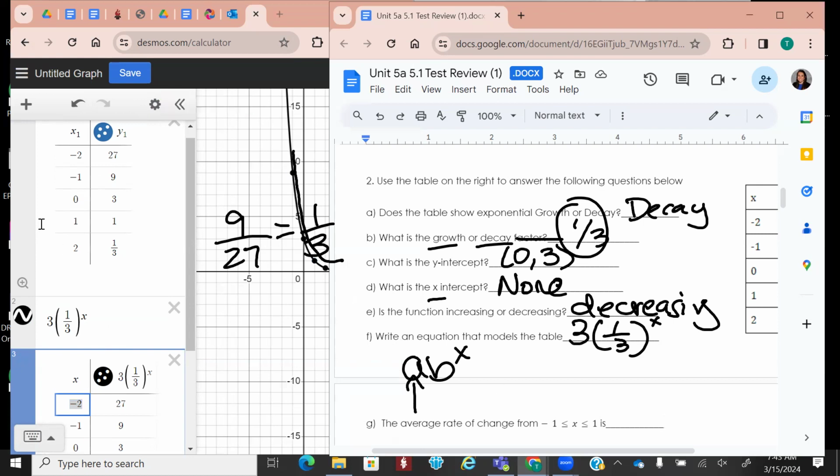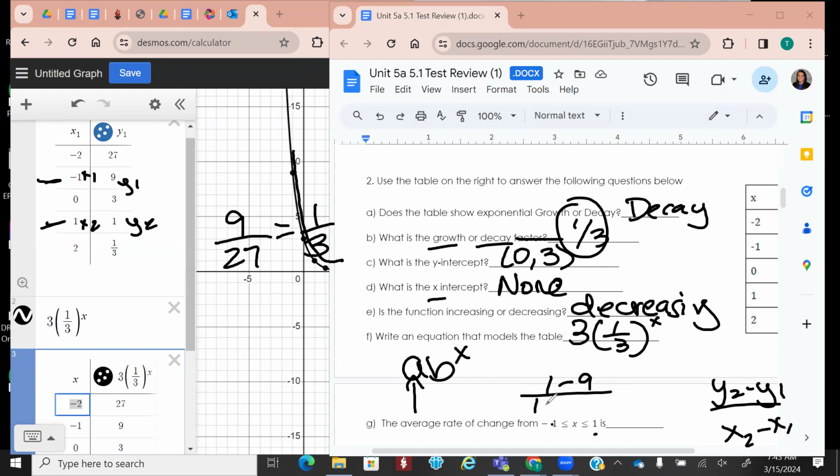Okay. Average rate of change from -1 to 1. Again, that's y2 minus y1 over x2 minus x1. From -1 to 1, so from here to here. So this is x1, x2, y1, y2. This is going to be 1 minus 9 over 1 minus -1, which we know negative makes positive. That's going to give me -8 over 2. -8 divided by 2 is -4. Okay. So again, you should have tried those before you checked your work.